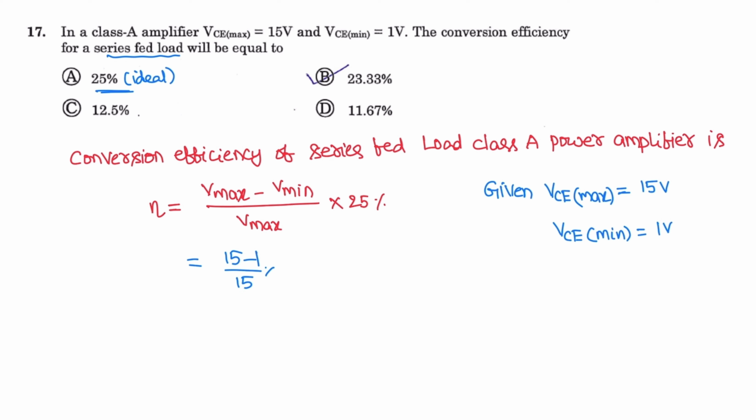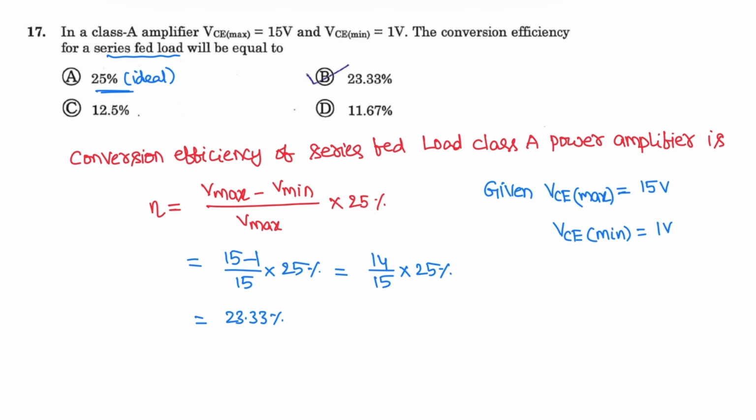So its value is 25 into 14 by 15, that is 14 by 15 into 25%. Its value is 23.33%. So the correct option is B.